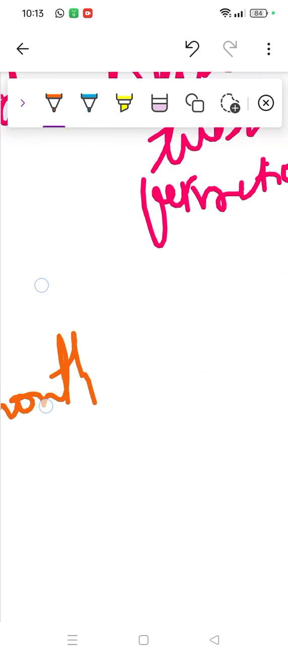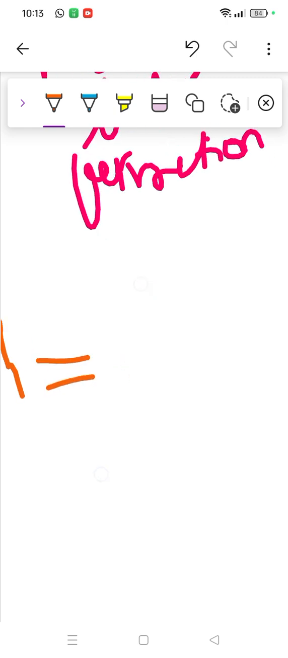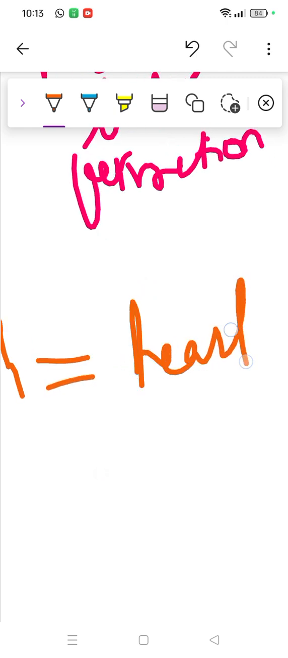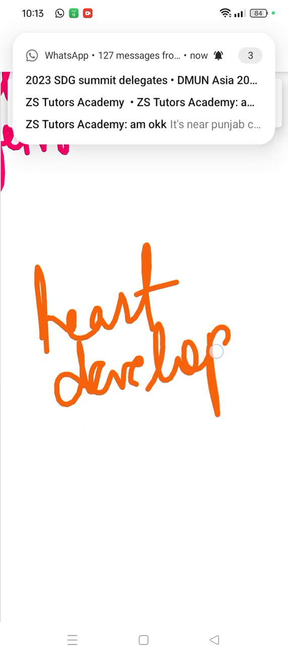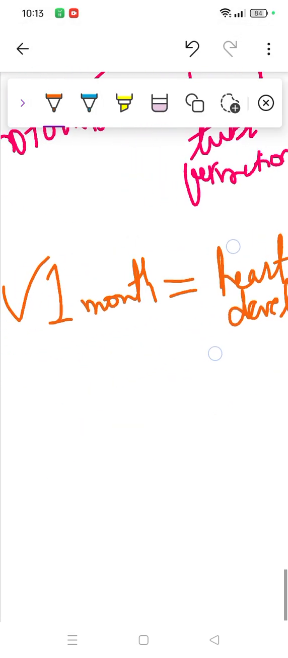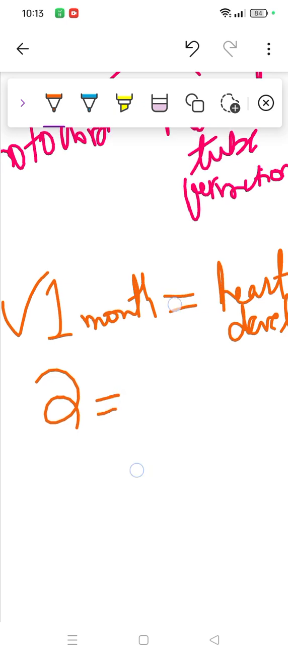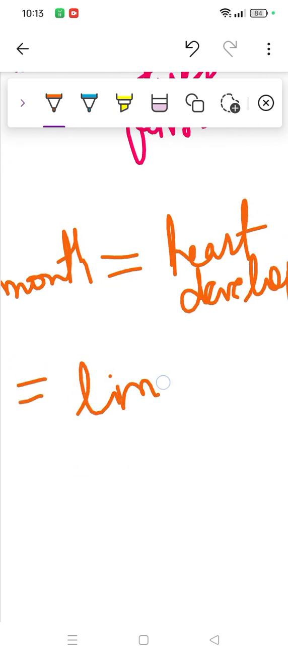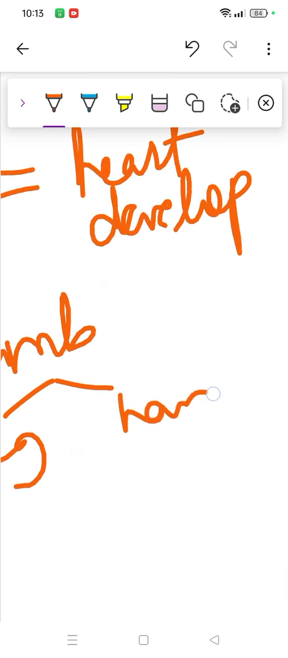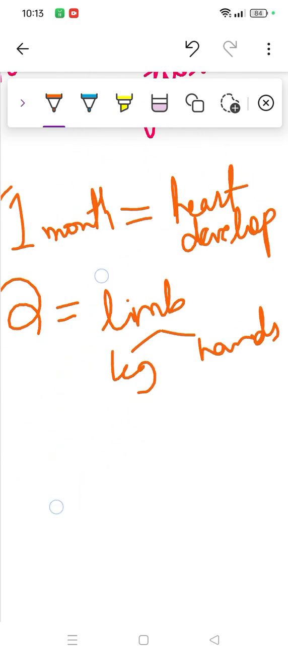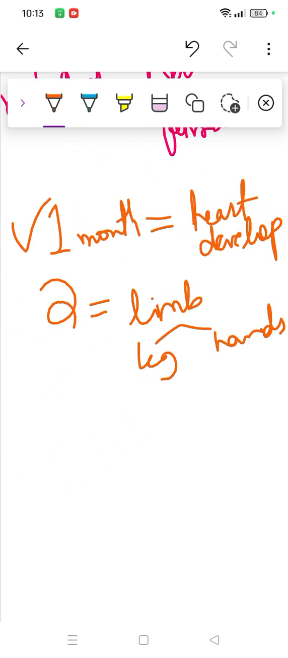So during the first month, it's like the third week, heart formation, or the heart started. Then the second month, what will happen in the second month? There will be limbs formation, either the legs or the hands would be formed. Then comes the first trimester. This means organs, like the third month, simply all organs formed.